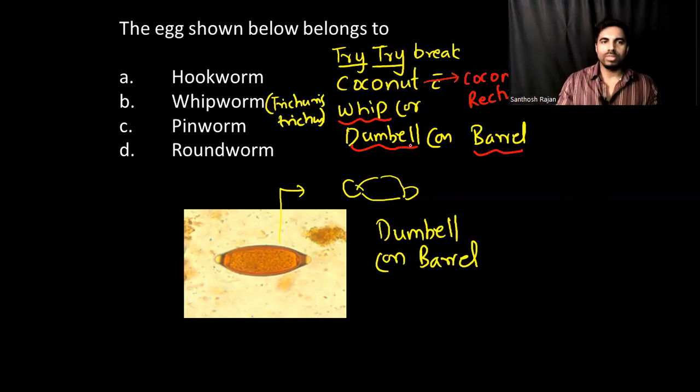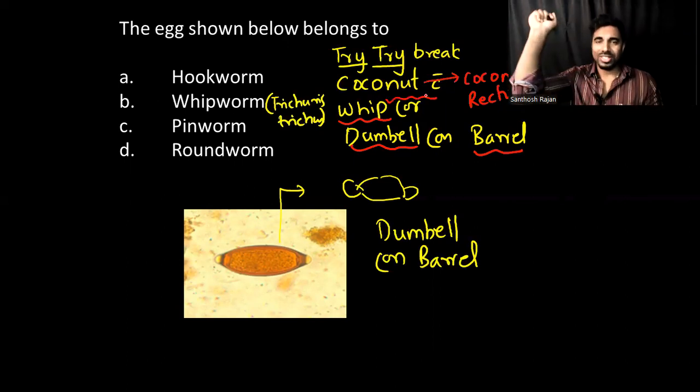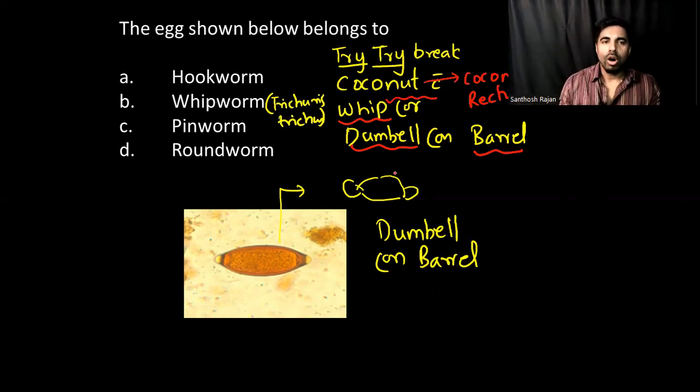You need a whip. Whip means just a thread, a long thread that they use to beat the animals, right? The whip. Okay, whip or dumbbell or barrel. So you need all these things to break your coconut shell rectum. So very easy. So this picture you will never forget. Something comes like a dumbbell or a barrel, or whatever you can remember.